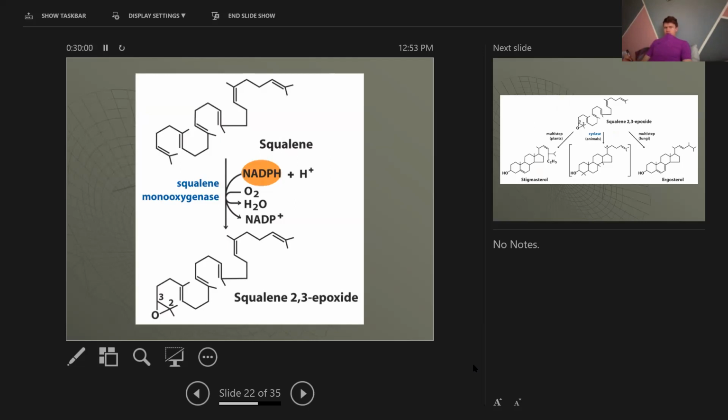1, 2, 3. You're adding it essentially across the double bond. And then in the second step, the epoxide is converted to lanosterol through the lanosterol synthase activity of squalene synthase.